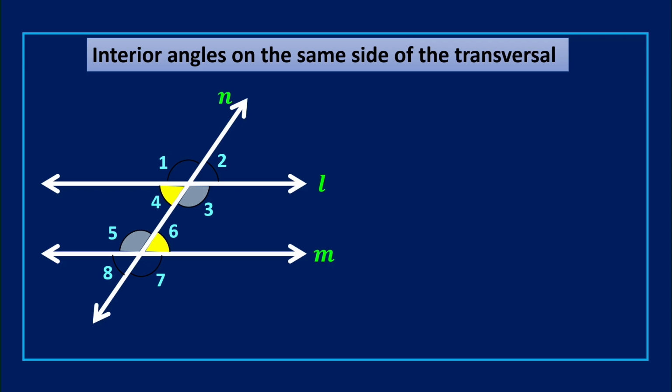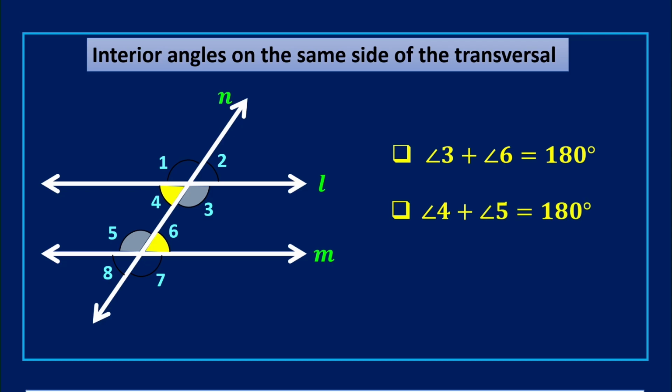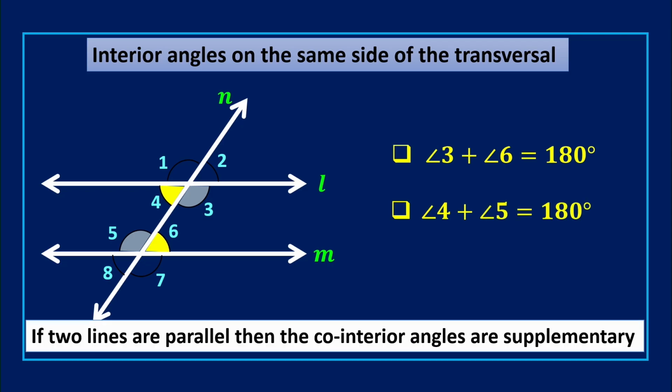Next property. L and M are two lines, N is the transversal. Here you can observe angle 4 and 5, angle 3 and 6. Angle 3 plus angle 6 is equal to 180. Angle 4 plus angle 5 is equal to 180. If two lines are parallel, then the co-interior angles are supplementary.